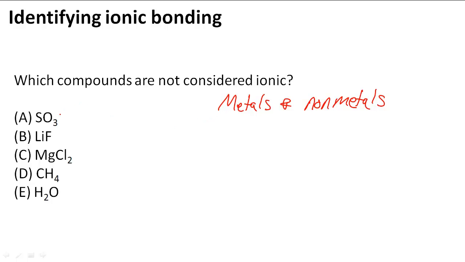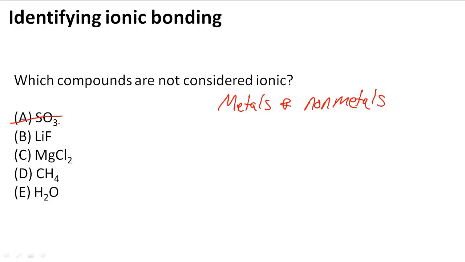So we have to take a look at all these 5 compounds and decide which ones are ionic and which ones are not. As we can see here, SO3, these are 2 nonmetals. S and O are both nonmetals, and so that means their electronegativities are not that far apart. And you can see that even when you look at the periodic table, S and O are very close to each other, one on top of the other, and their electronegativities are not very far apart. So A is out of the running.